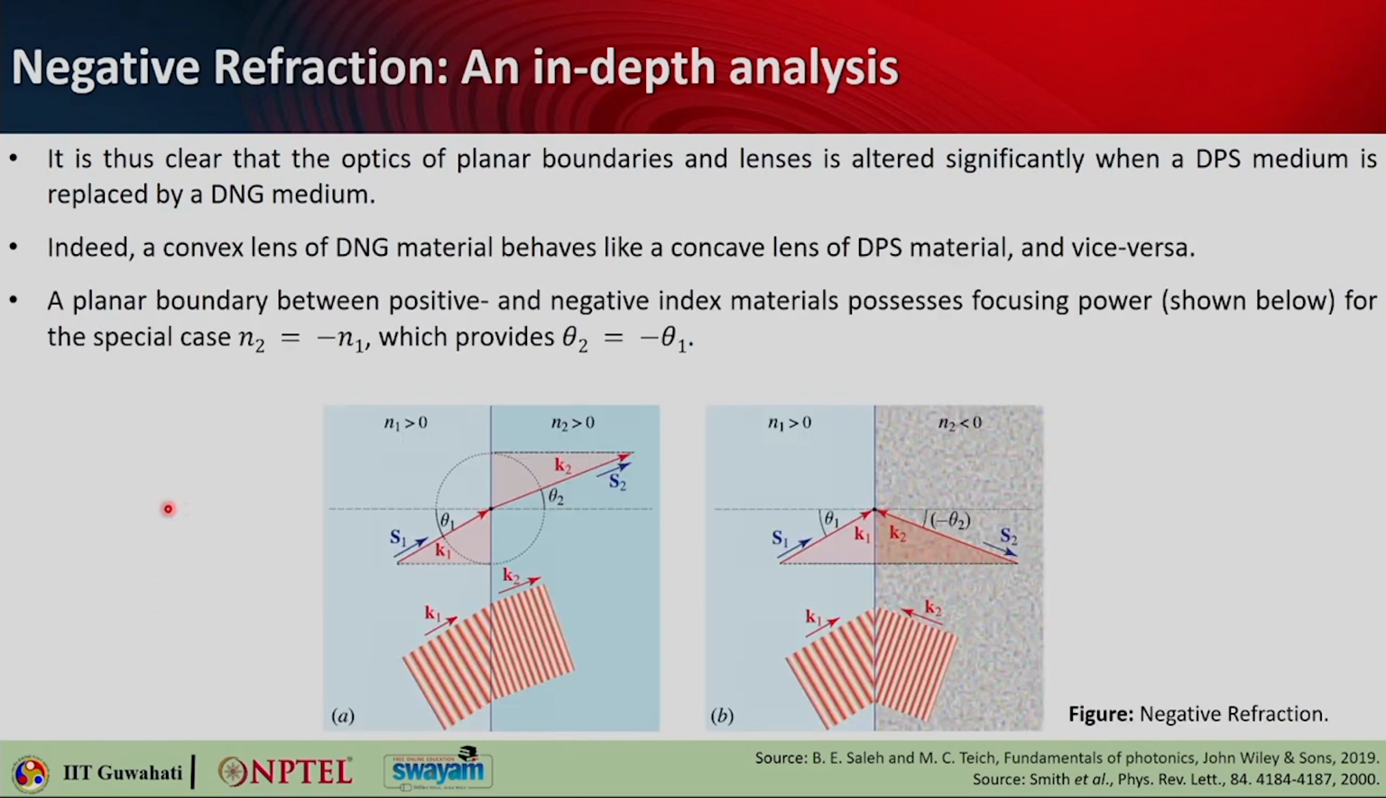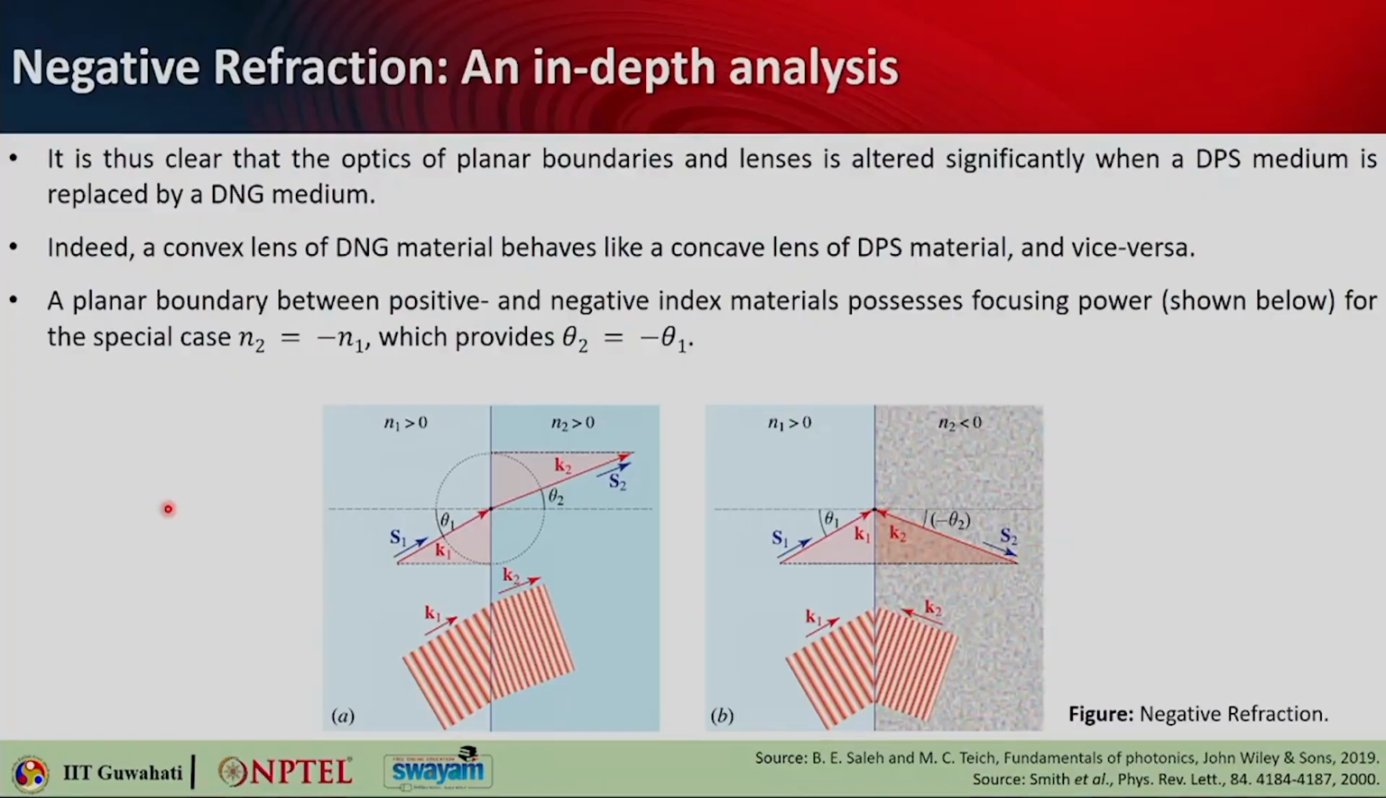So it is understood and clear that the optics of planar boundaries and lenses get significantly altered when a DPS medium is replaced by a DNG medium, right. For example, if you take a convex lens which is made of DNG material, that will behave like a concave lens made of DPS material, and vice versa.